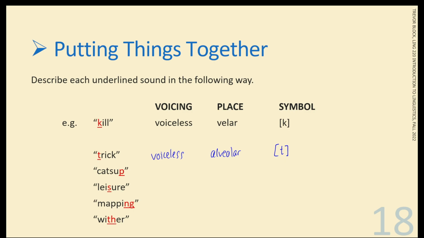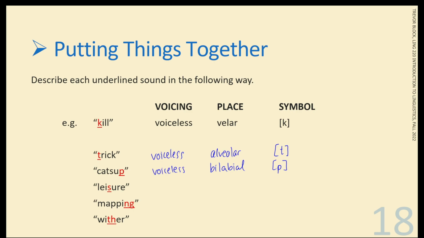What about catsup? P. Okay, so this is going to be voiceless. When I make the P sound, I can feel it with my two lips. So two lips just translates to bilabial, and this will be a P. So a lot of the symbols are going to be straightforward. So let's go into the symbols that aren't so straightforward.